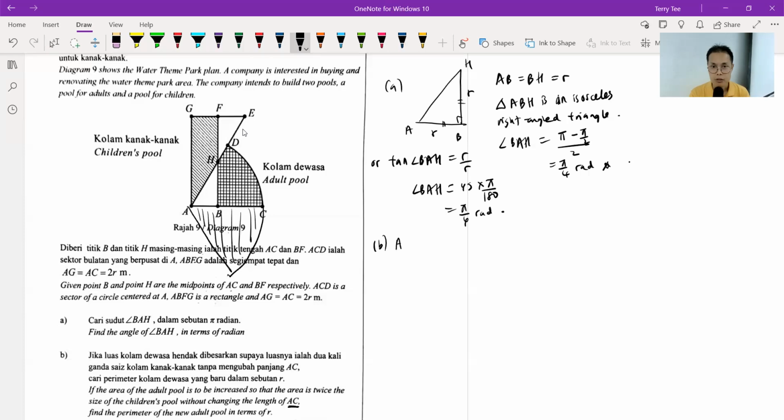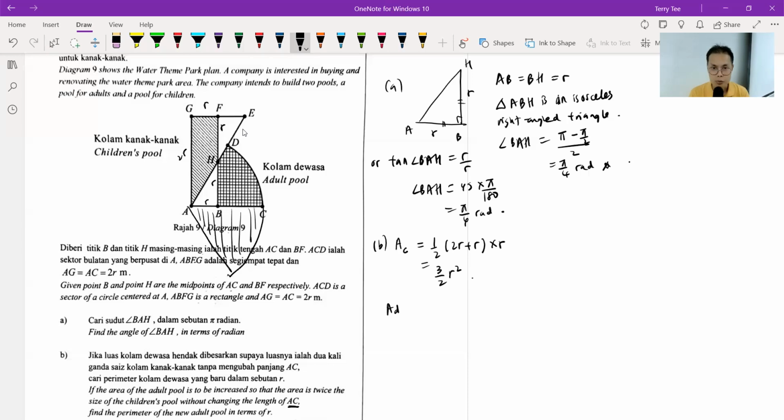Okay, so maybe I can do one by one. Let's talk about area of the children's pool. Children, I put C. We know previously this is R. That means this is R, right? Because AB is a midpoint. At the same time, HB is R, HF is R. This length is 2R. So it's basically a trapezium. Half sum of parallel sides, 2R plus R, times height R. So this is 3R times R over 2, 3 over 2 R squared, right? That is the area of children's pool.